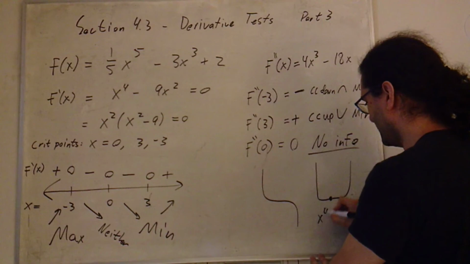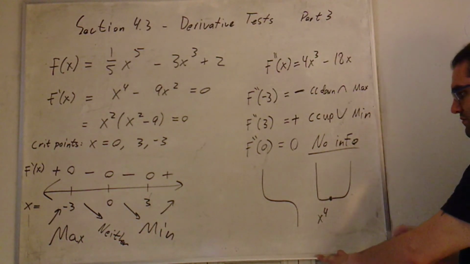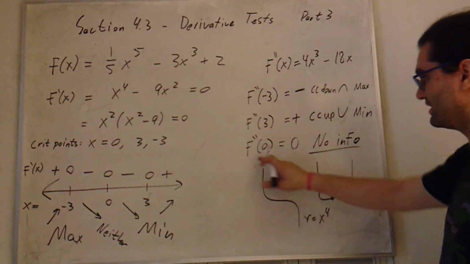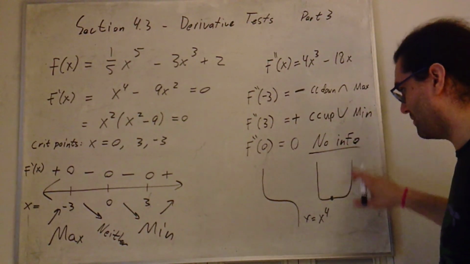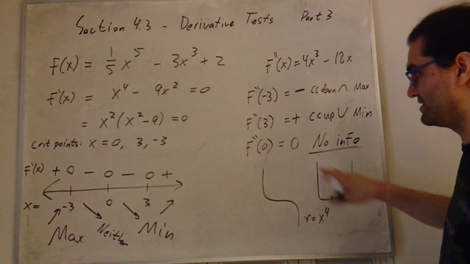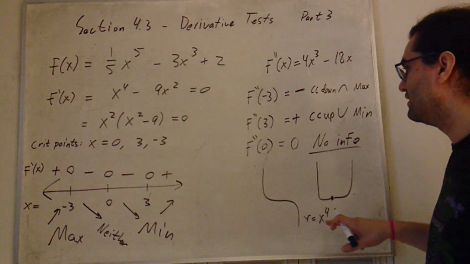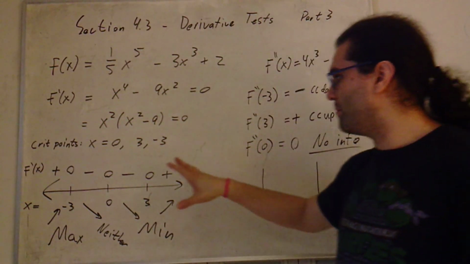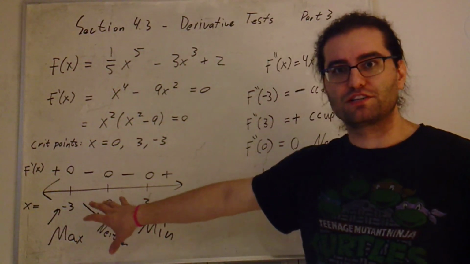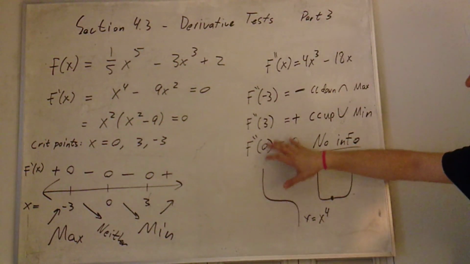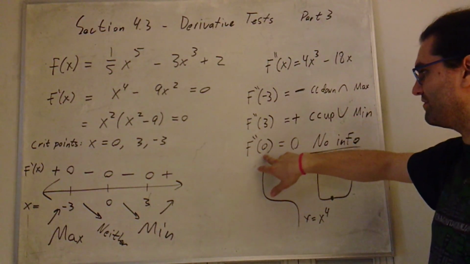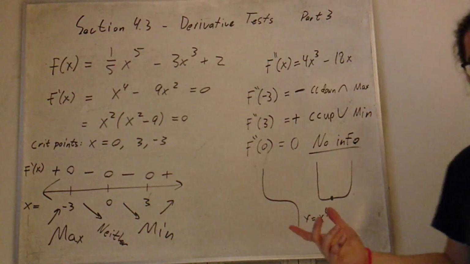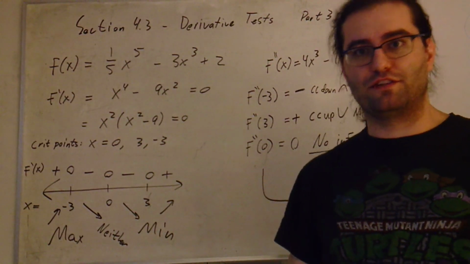X to the 4th does this, where the second derivative of x to the 4th, y equals x to the 4th, the second derivative is 0, and that means that you have a minimum. But the second derivative test doesn't tell you that. So, first derivative test might seem like a little bit more work to some of you, but it gives you more information in these weird niche cases. Second derivative test might seem like less work, but if you get a second derivative of 0, that gives you no information. Maybe it's a max, maybe it's a min, maybe it's neither. You don't know. You have to do something else to solve that mystery.